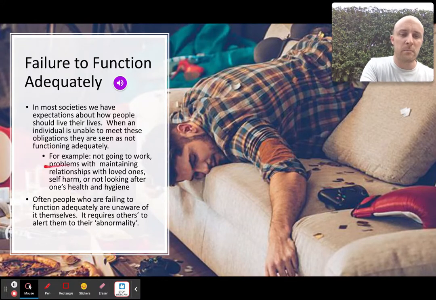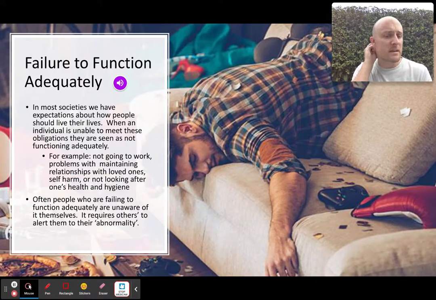Not going to work, problems with maintaining relationships with loved ones, self-harm, not looking after one's health or hygiene. So generally speaking, and this is again quite important, this type of abnormality is observable. You can see it. When I was 19, I went to a psychologist to deal with loads of issues I was dealing with at the time. Afterwards, I requested my medical notes because I wanted to read what he had said about me, because I'm an egotist.